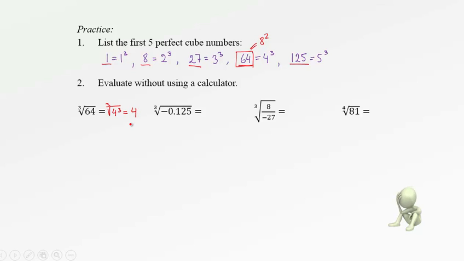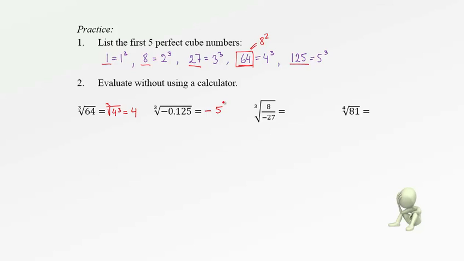The next one, this time we have the cubic root of a negative number. So the answer must be negative. Assume that this will be just 125, which is one of our first 5 perfect cube numbers. So easy to recognize, that's 5 cubed. So if this wouldn't be a decimal, I would say the value of this radical is negative 5. However, we have a decimal.